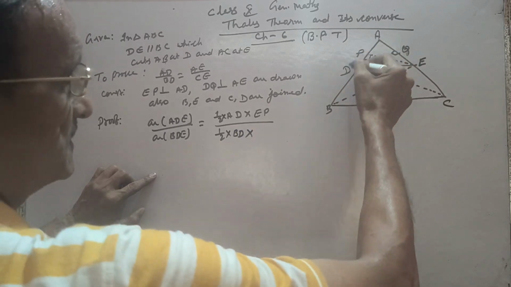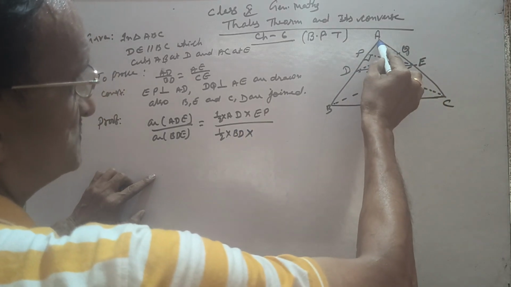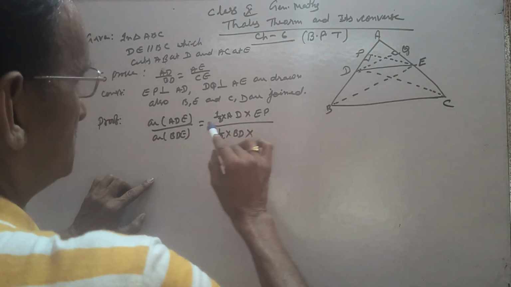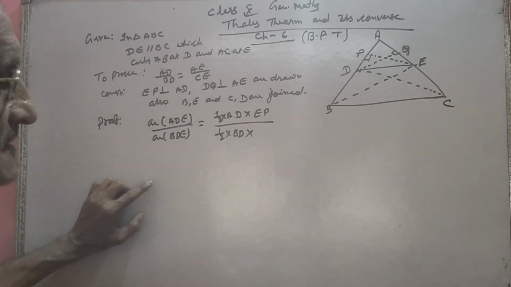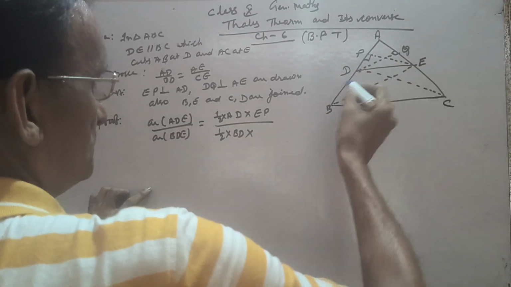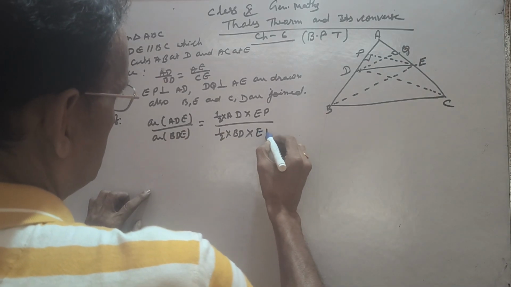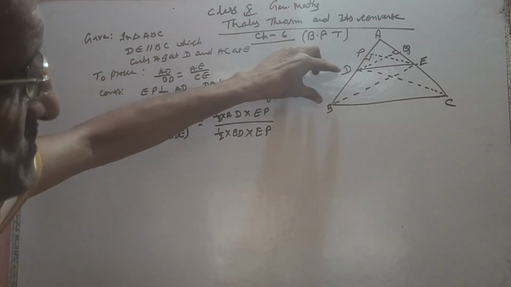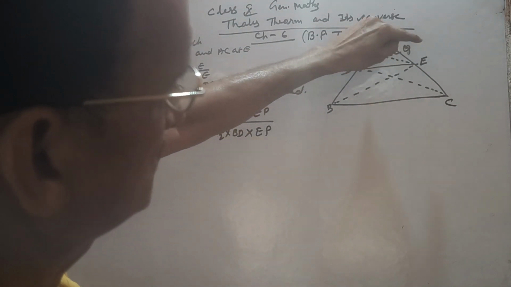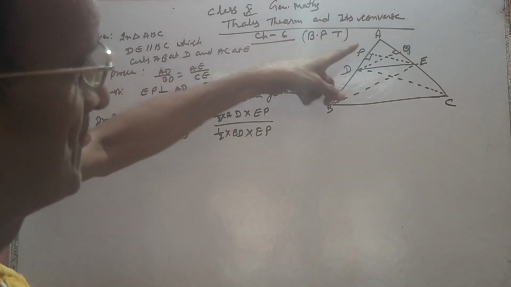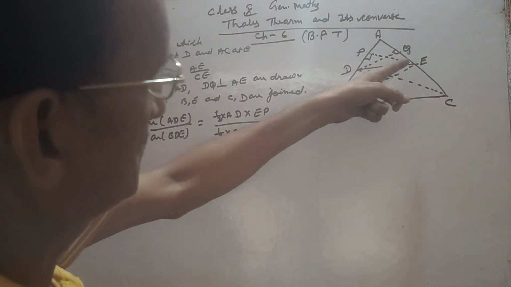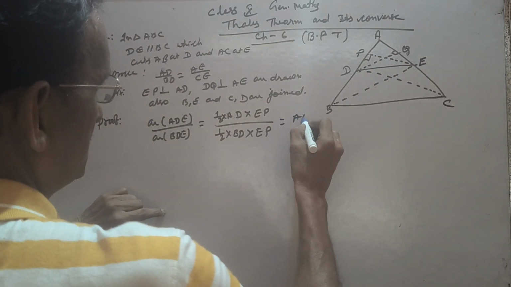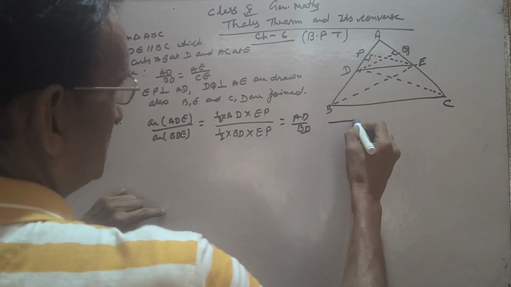And I told you triangles ADE and BDE have bases that are parts of the same line segment and they have common vertex E. So their altitude will be equal, EP only. If the bases of triangles are parts of the same line segment and have a common vertex, then their altitudes will be equal, because from E on AB we can have only one perpendicular. So half cancels. What we will get is AD by BD. Let it be equation 1.